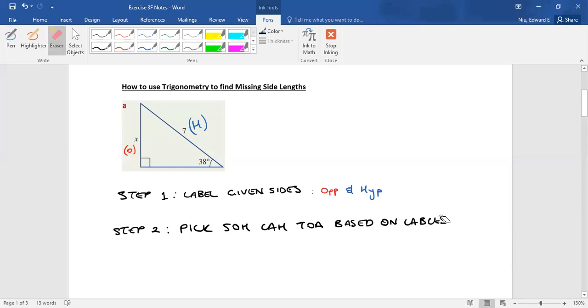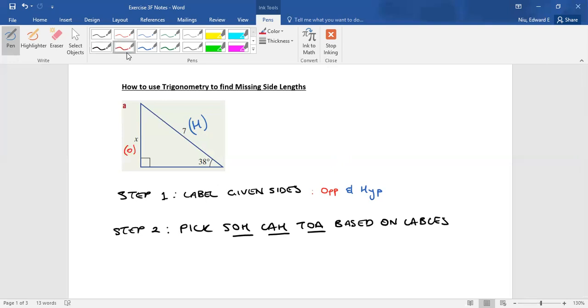What is that? Right. So how do we pick SOH, CAH or TOA? You look at the last 2 letters. In SOH, we look at O and H. In CAH, we look at A and H. In TOA, we look at O and A. Which one has O and H in the abbreviation? Is it sine, is it cos, or is it the tangent ratios? In other words, SOH or CAH or TOA?